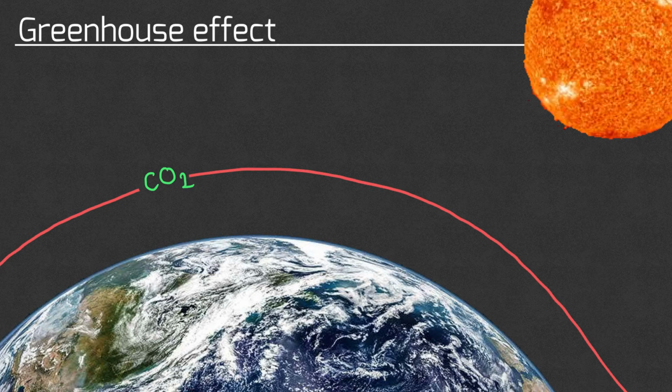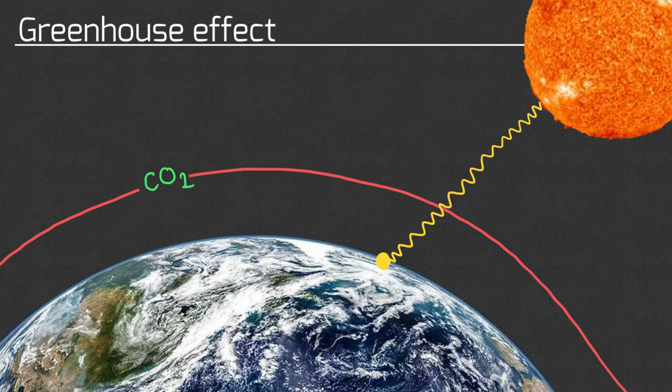Okay, so looking at this diagram, we've got the sun in the top corner, and we've got the Earth. This red line here represents the Earth's atmosphere, and inside the atmosphere, I've shown an example of a greenhouse gas, carbon dioxide. But there are greenhouse gases present throughout the entire atmosphere. We're just going to look at one small section as an example.